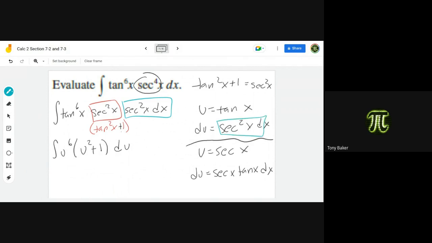I need to get on my neck. Oh, that's good. Colors are nice. So I have the integral of u to the 8th plus u to the 6th du.